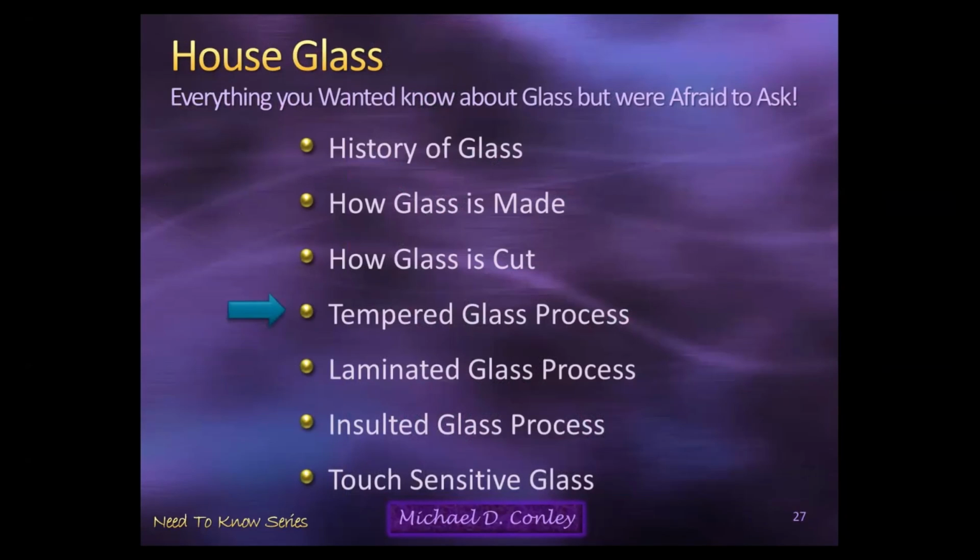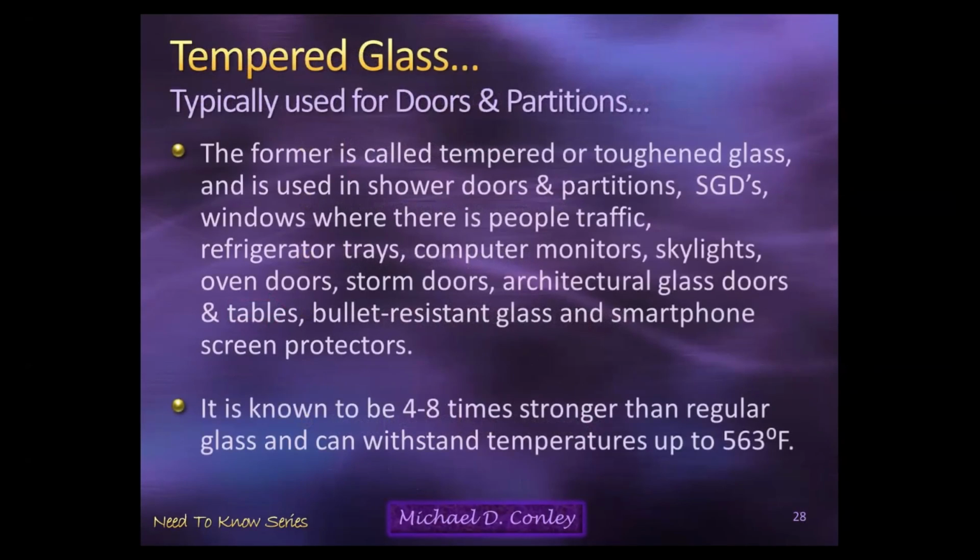Tempered glass process. Typically used for doors and partitions. The former is called tempered or toughened glass and is used in shower doors, partitions, sliding glass doors, windows where there is people traffic, refrigerator trays, computer monitors, skylights, oven doors, storm doors, architectural glass doors, tables, bullet-resistant glass, and smartphone screen protectors. It is known to be 4 to 8 times stronger than regular glass and can withstand temperatures up to 560 degrees.